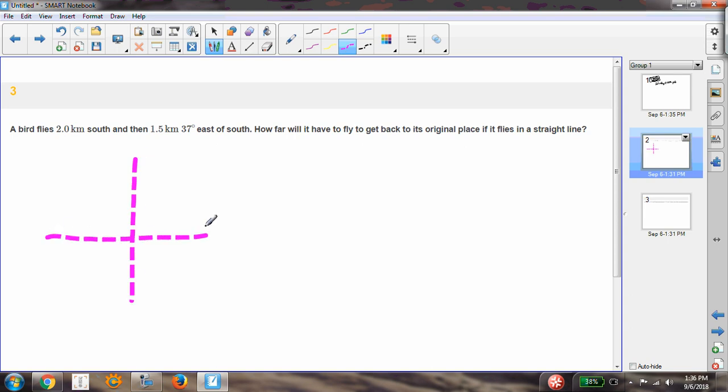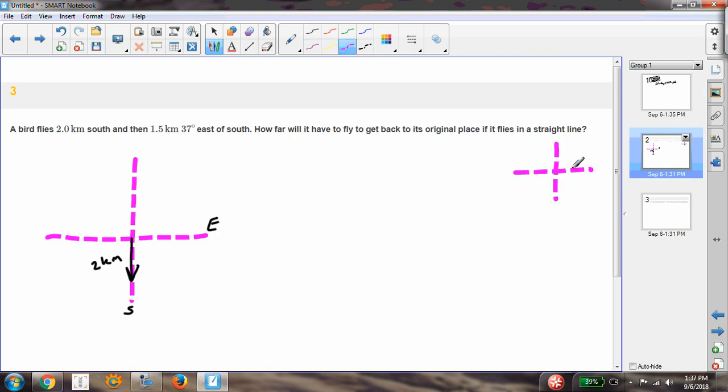Anytime you're dealing with a vector problem, it's a good idea to draw a figure, so I'm going to do that first. Here I have a bird that flies 2 kilometers south, 2 kilometers, like that. And then he flies 1.5 kilometers, 37 degrees east of south. Now this is east and this is south. Let me draw this again over here.